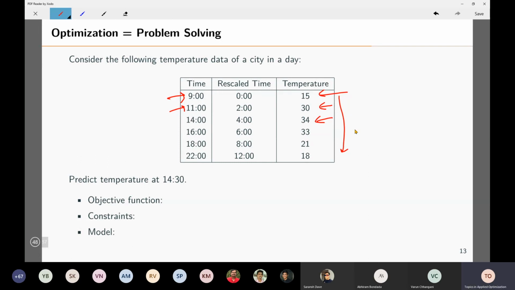Then someone may ask you, tell me the temperature at 2:30, which is not seen in your data. So 2:30 is here, right? 2:30, 14:30.